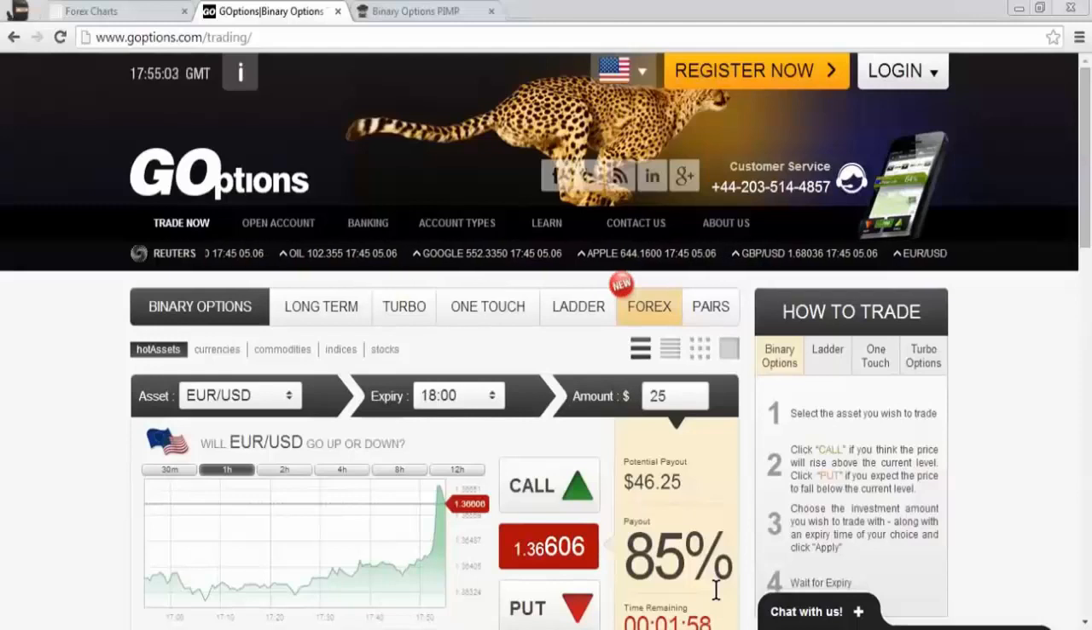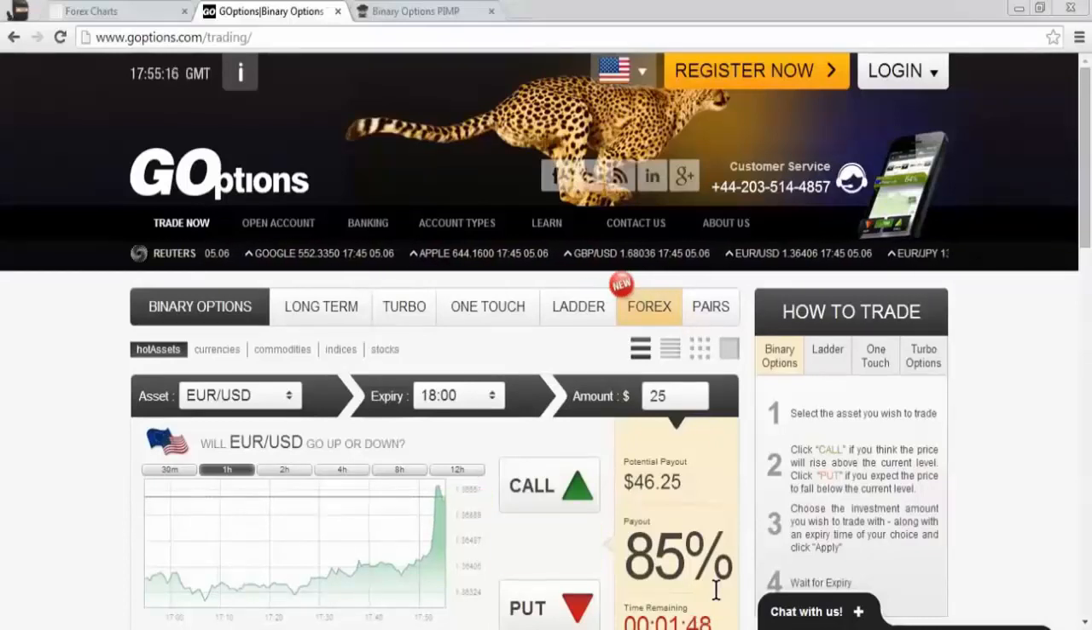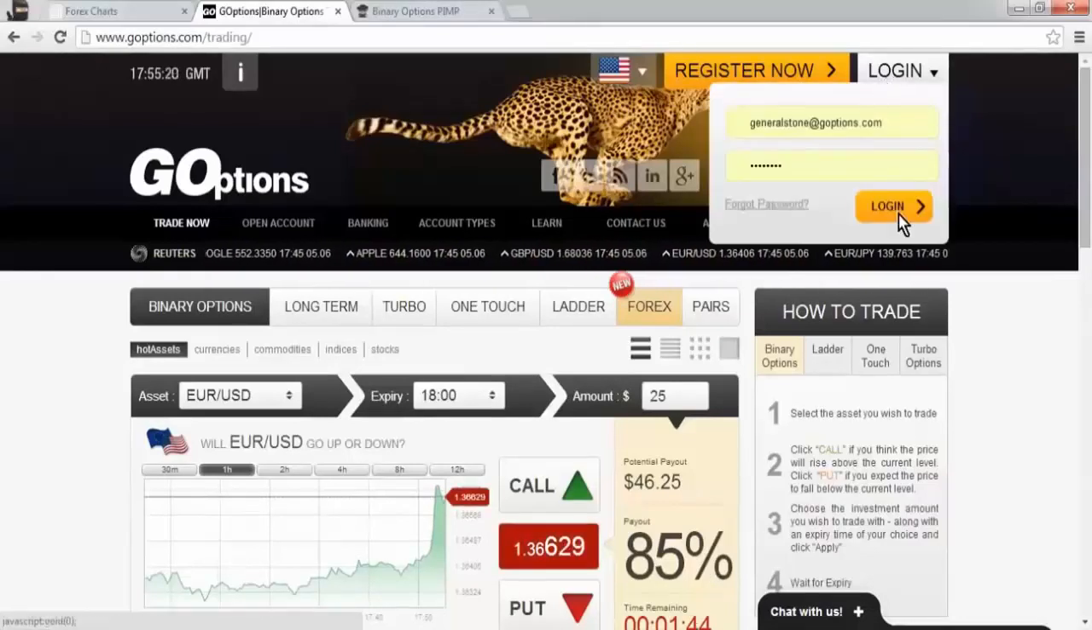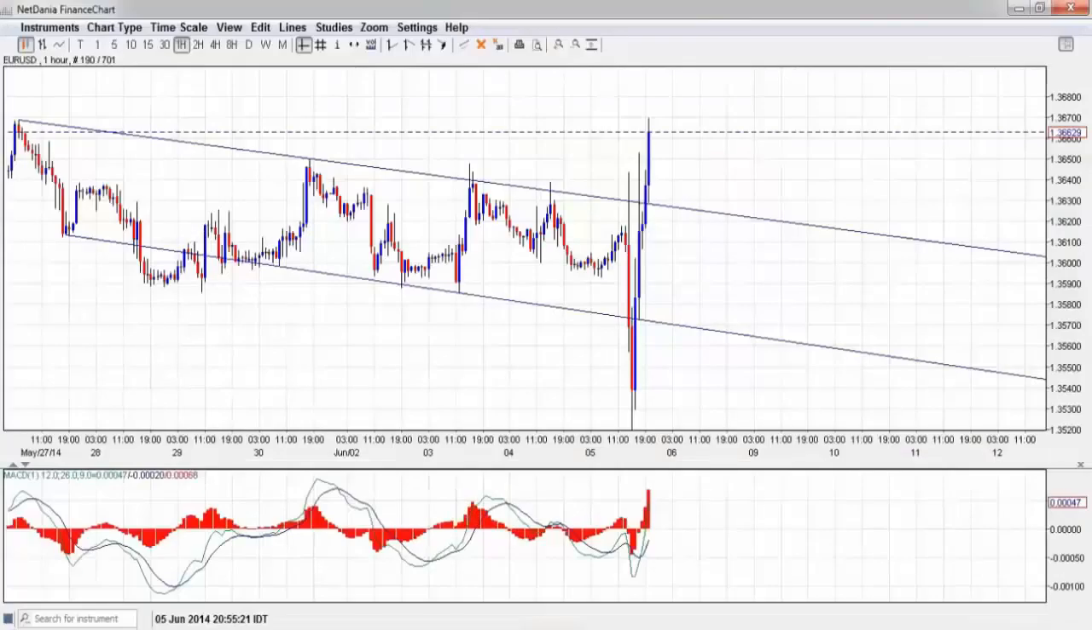This is where I, the General of all binary options, get on the screen share side and show you guys how to log in, make some serious profit, make some simple trades, and how to use some pro charts. So here we can see I'm on the GOptions trading platform. I'm going to click login right here, and in the meantime let's have a look at the chart.